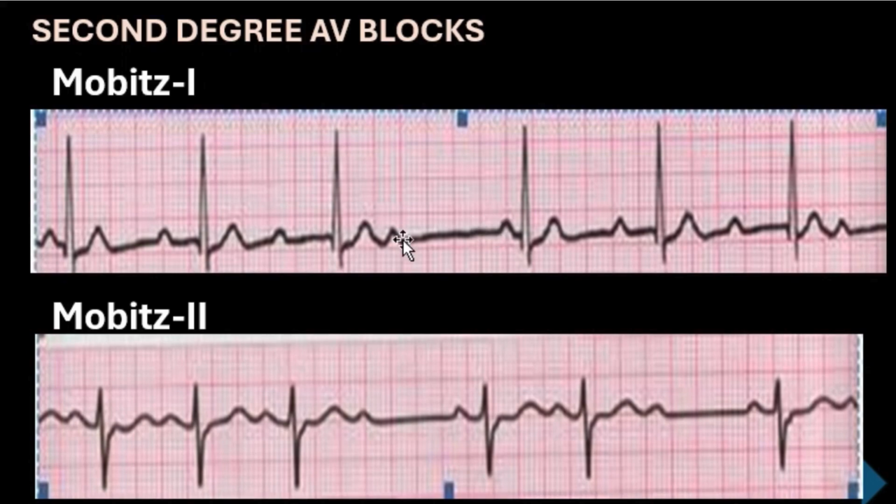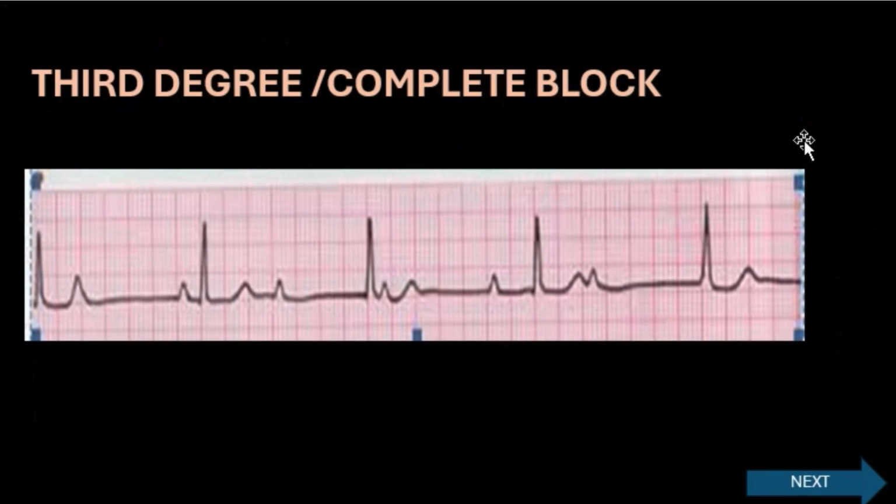Then in second degree type 2 or Mobitz type 2, whenever the husband comes, he will come on time. But multiple times he will not come. Like, multiple times there is no QRS complex. So multiple times he is missing from the house. So that is more block, second degree type 2. And in complete block, when the relation is completely blocked, there is no relation between QRS complex and P wave. So the wife will come by her own wish and the husband will come at his own timing. So that is complete block.